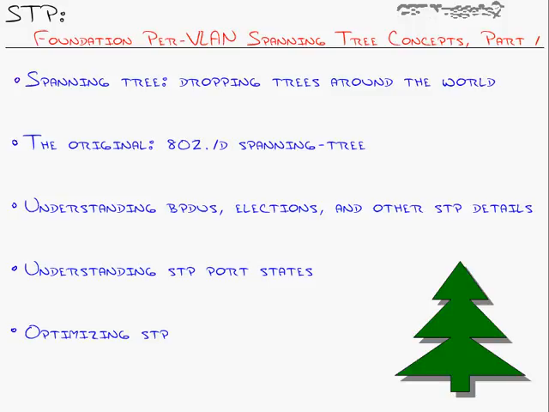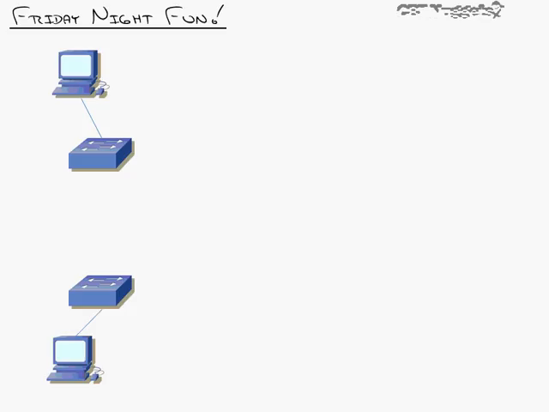There is a lot to spanning tree. It is one of the huge concepts in modern switch networks. Finally, probably when we get to part two of the per VLAN spanning tree, we'll start getting into the STP port states, we'll get into the configuration, and finally, the optimization steps.